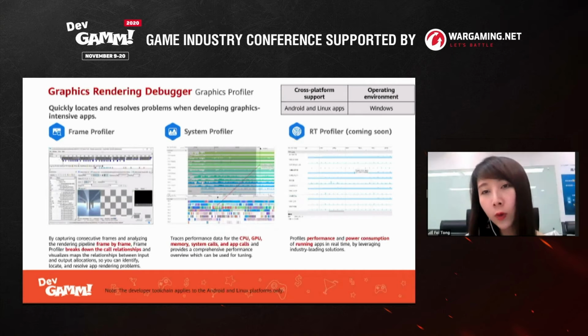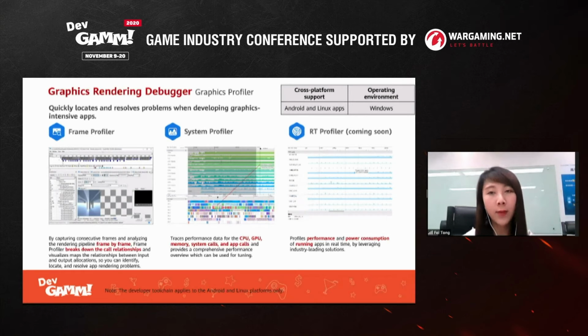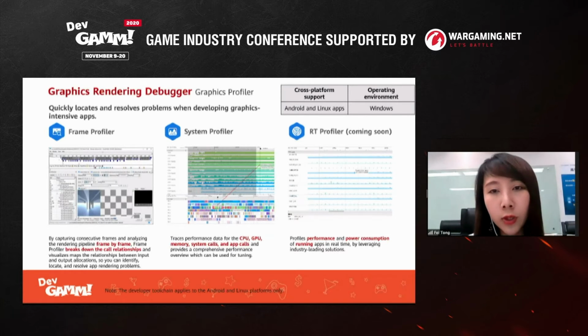Our graphics profiler can help you quickly locate and resolve problems when developing graphics-intensive apps. It has two tools now. The first one is Frame Profiler for frame analysis. By capturing consecutive frames and analyzing the rendering pipeline frame by frame, Frame Profiler breaks down the call relationships and visualizes and maps the relationships between input and output allocation. So you can identify, locate, and resolve app rendering problems easily.